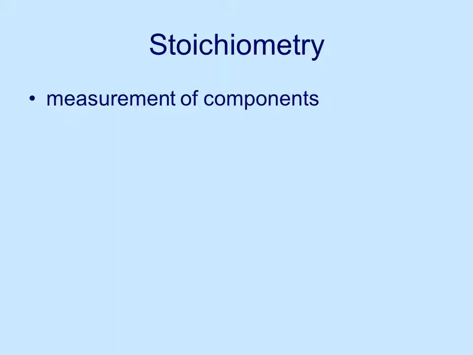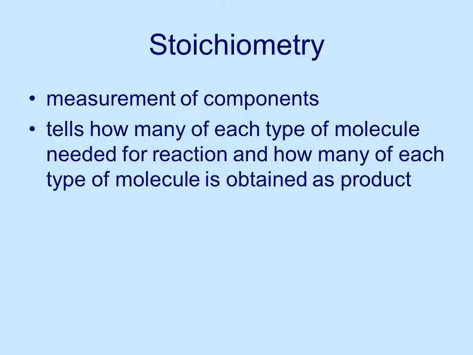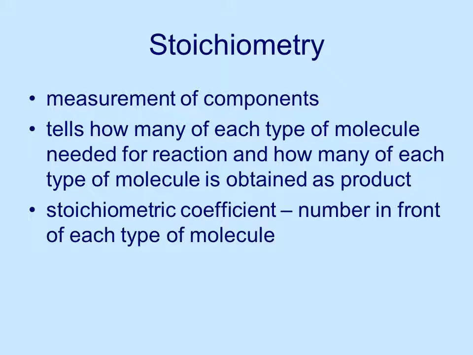Now, stoichiometry involves the measurement of components, what's in there and how much. It tells how many of each kind of molecule is needed and how many of each kind of molecule is obtained as a product. It's very important if you're running a chemical manufacturing business, so you'll know how much of each reactant to buy and how much product you expect to get as a result of the reaction.